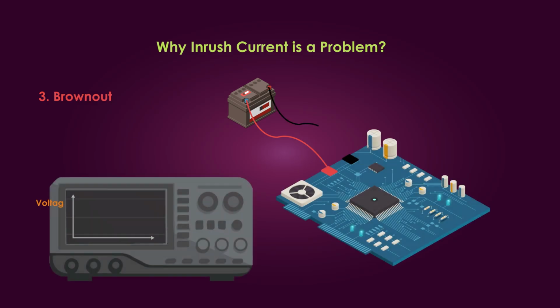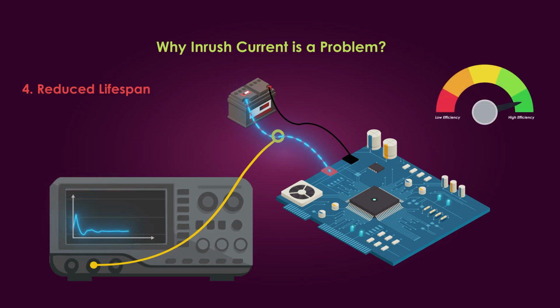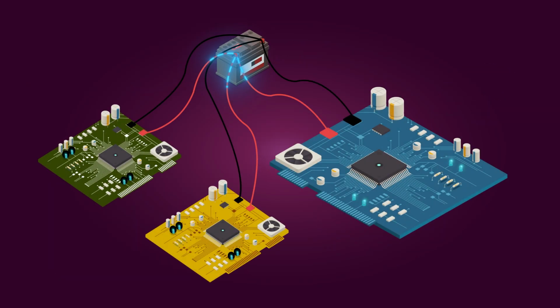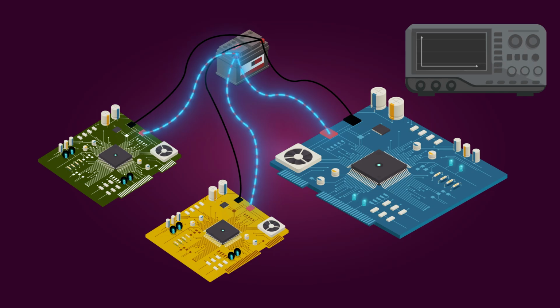Inrush current can cause a voltage drop or sag across the power supply, leading to brownout resets in microcontrollers or sensitive ICs. Even if it doesn't destroy the components immediately, because of the repeated stress, it affects the component life cycle. And if you have multiple devices switching on simultaneously, the problem multiplies. We can check such inrush current and voltage drop on an oscilloscope.